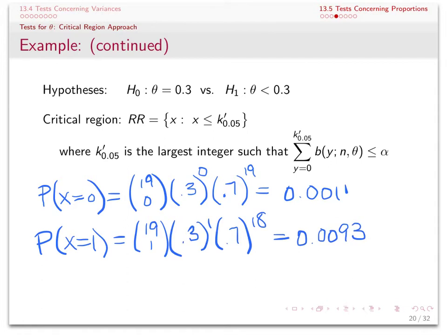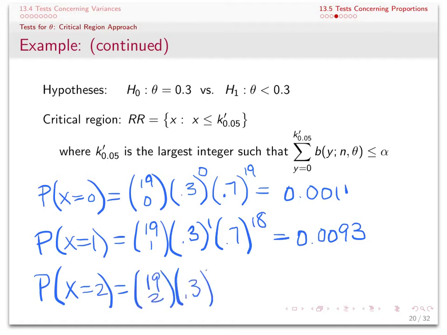So now let's look at the next probability, the probability that x is equal to 2. This is 19 choose 2 times 0.3 to the 2 times 0.7 to the 17. If we do that, we get 0.0358. And if we look at the sum of those three values, that's still less than alpha.